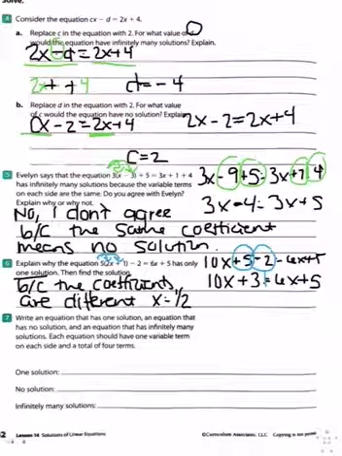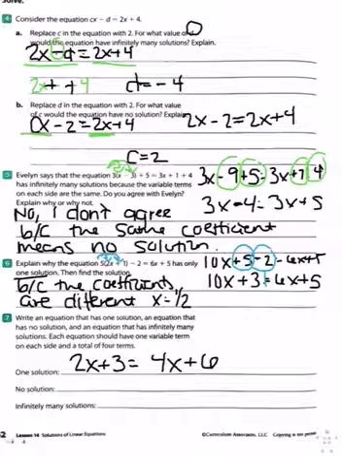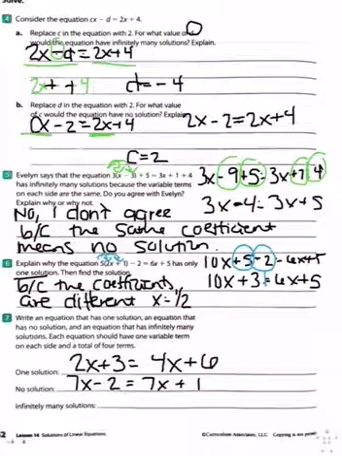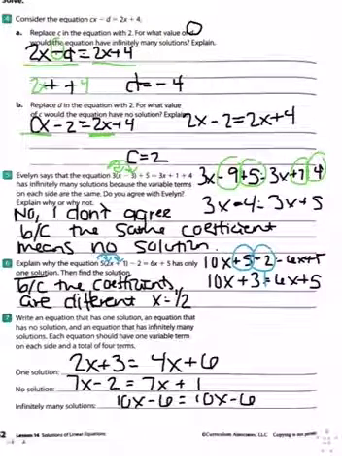So to be one solution, I need the coefficients to be different. So I'm going to do 2x plus 3 equals 4x plus 6. My coefficients, the 2 and the 4, are different. For no solution, I'm going to pick a problem that has the same coefficients. So in this case, I'm going to pick 7x minus 2 equals 7x plus 1. The coefficients are the same. And then for infinite solutions, the entire problem needs to be the same. And so I'm going to pick 10x minus 6 equals 10x minus 6. They have to be exactly the same.